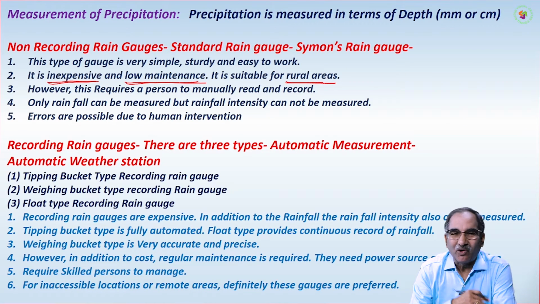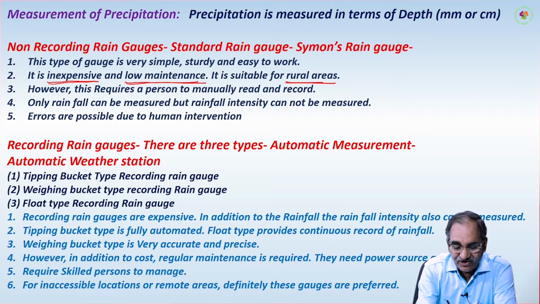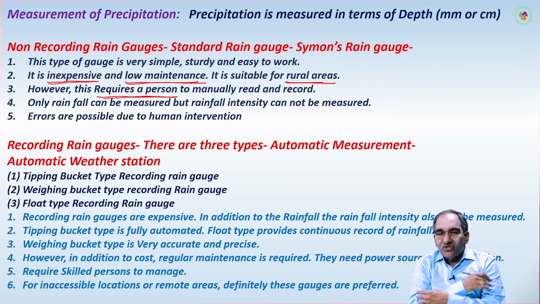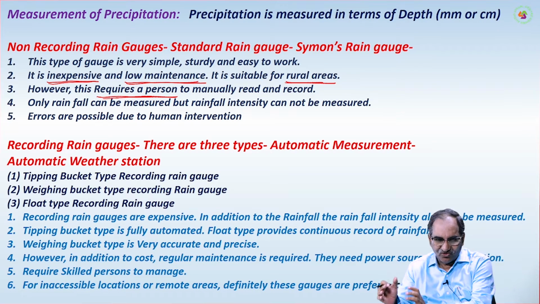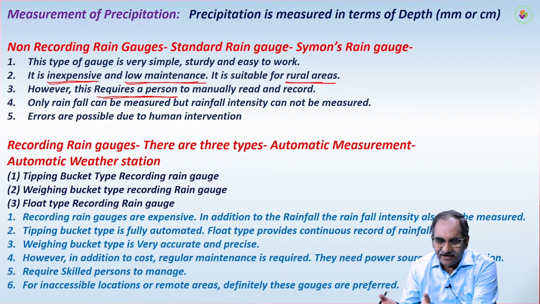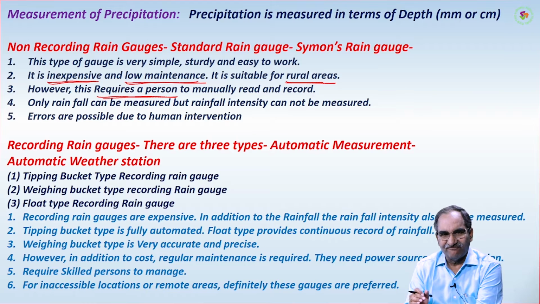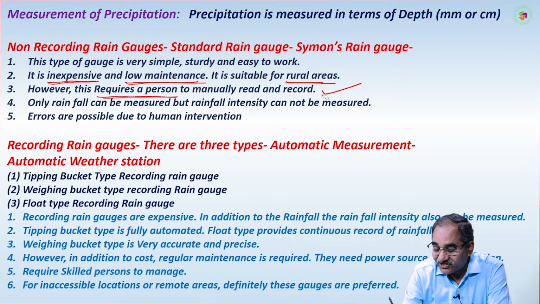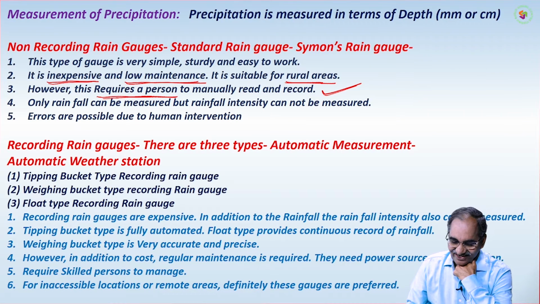But what is the problem with that rain gauge? The problem is that we require a person. That is the problem actually. Every day a person has to go to the rain gauge, measure the rainfall, and record it. So this human intervention is a must in the Siemens rain gauge.